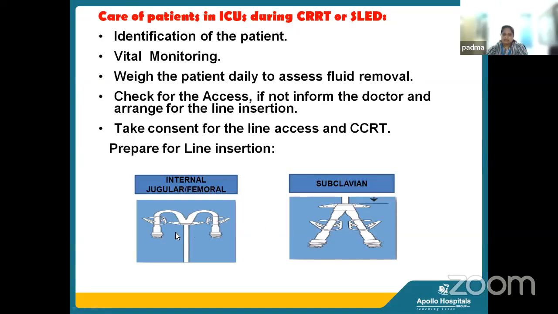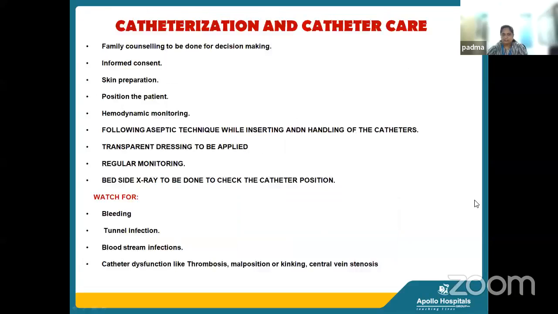And these are some of the catheters we use. For internal jugular and femoral, we use this curved dialysis catheter. And this is for subclavian. Subclavian is very rarely the site of choice.